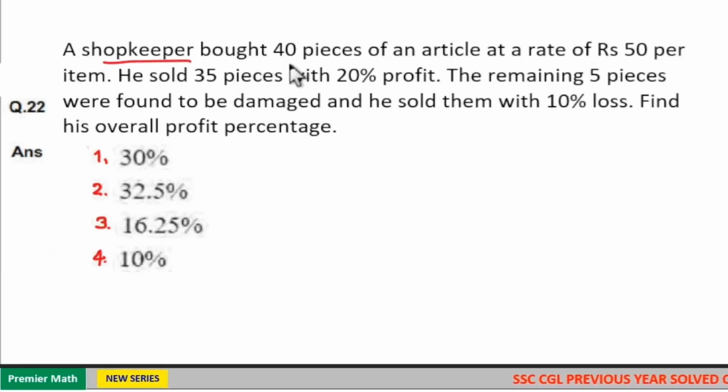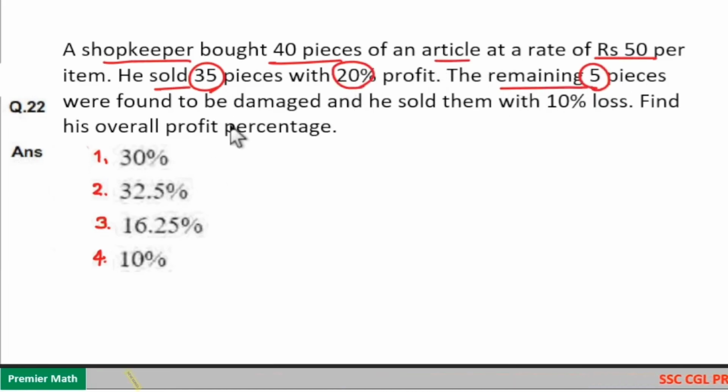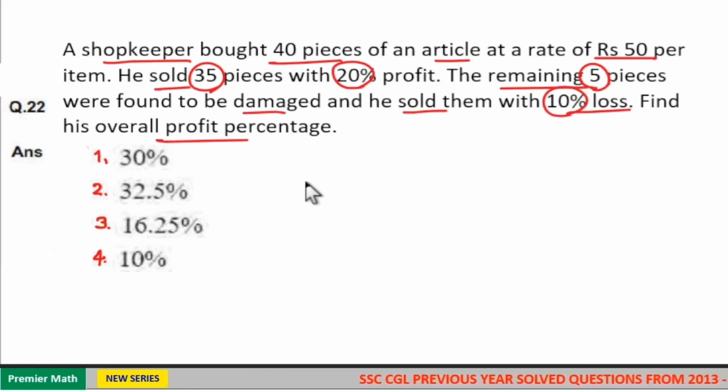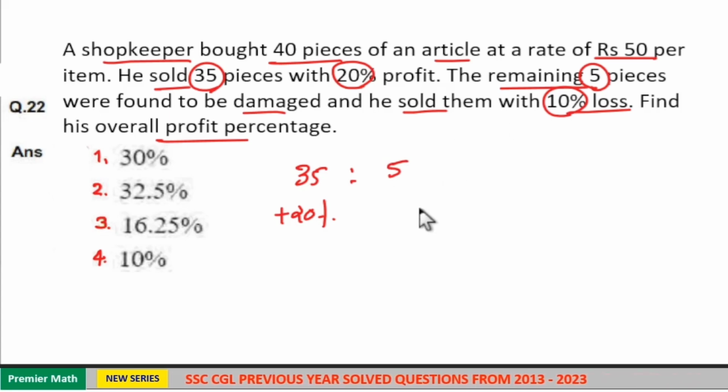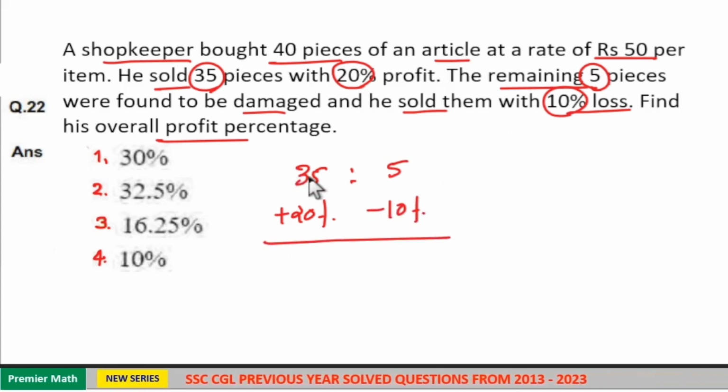A shopkeeper bought 40 pieces of an article at a rate of rupees 50 per item. He sold 35 pieces with 20% profit. The remaining 5 pieces were found to be damaged and he sold them with 10% loss. Find his overall profit percentage. Here out of this 40 pieces, 35 pieces he sold at 20% profit and remaining 5 pieces he sold at 10% loss. Now here take the ratio of numbers, that is 5 goes 7 times in 35, 5 goes 1 time in 5.